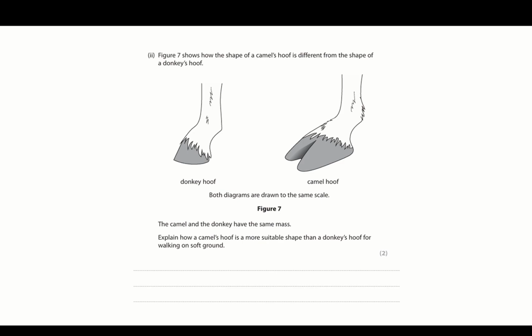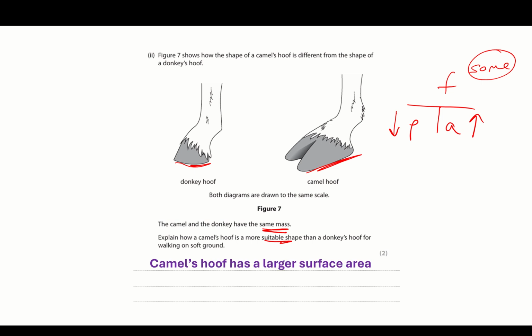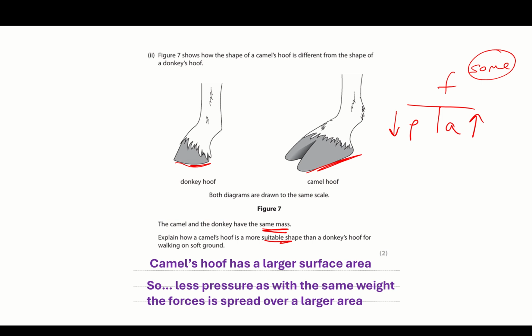Okay, next one. Figure 7 shows the shape of a camel's foot is different, so let's get this again, P = F/A. The camel and the donkey have the same mass, so that means this is the same. Explain how a camel's hoof is more suitable. We can see it's got more area, so we've increased the area. This is the same, so pressure will go down. So the camel will not sink into the sand as much as a donkey. So the camel's hoof has a larger surface area, so there's less pressure because we've got the same weight and the force is spread over a larger area.